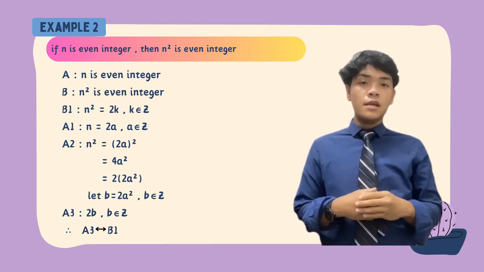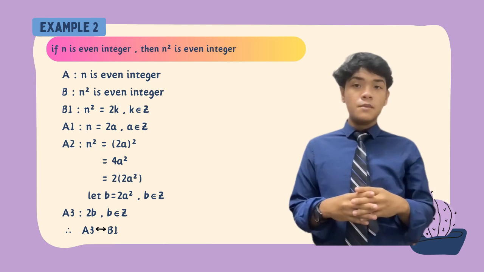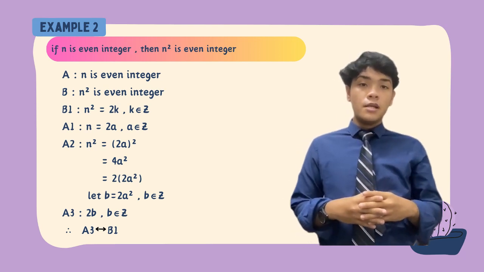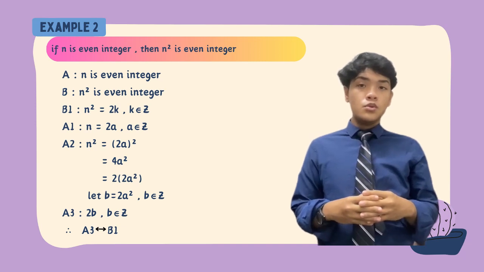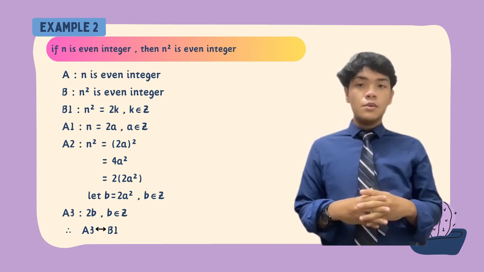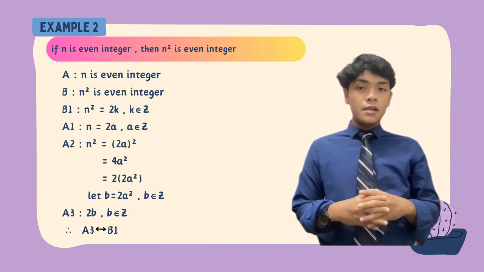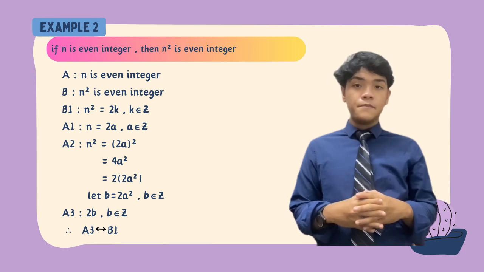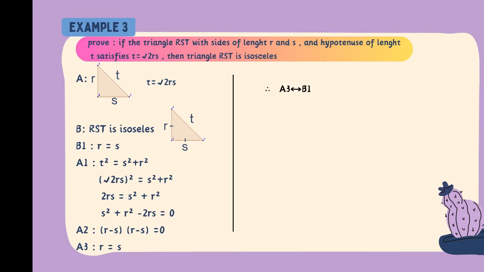So A2, we will get n squared equal to 2a squared. So we expand it, we will get 4a squared, and we will factorize it to 2 times 2a squared. So we will let b equal to 2a squared, b an element of the integers. Then A3, we get 2b, b an element of the integers. Then we get A3 equivalent to B1.